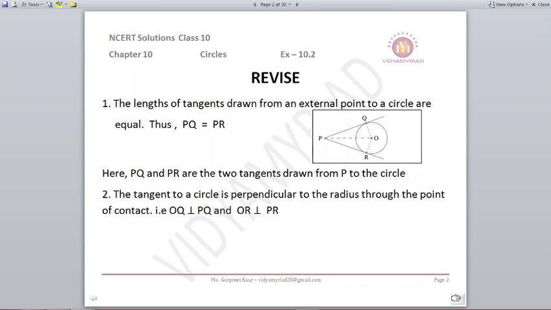Number two, the tangent to a circle is perpendicular to the radius through the point of contact. That means OQ and OR, they both will be perpendicular. That means they will be 90 degrees. Using this, we are going to the exercise.